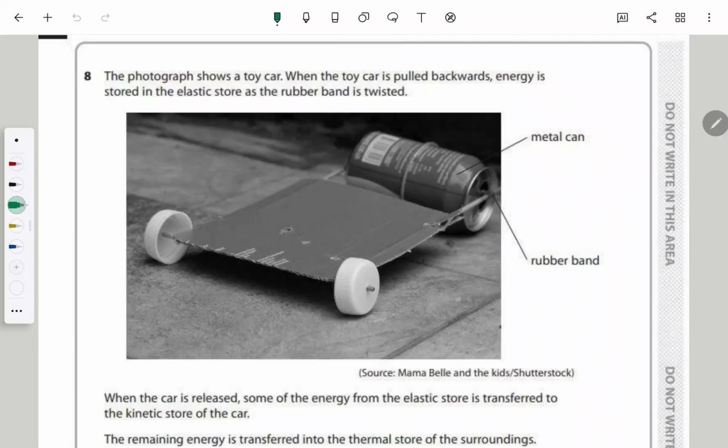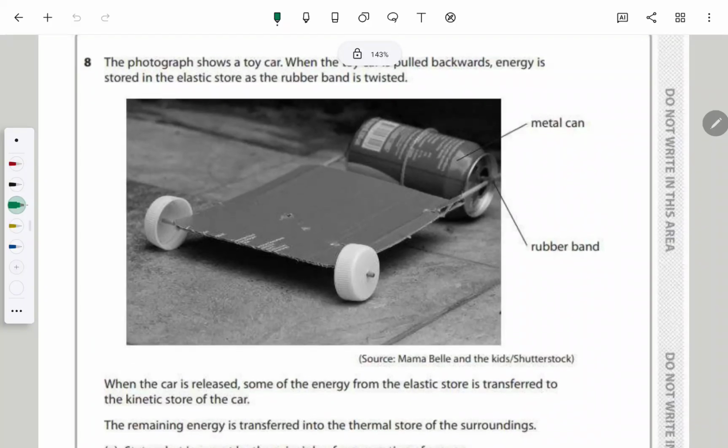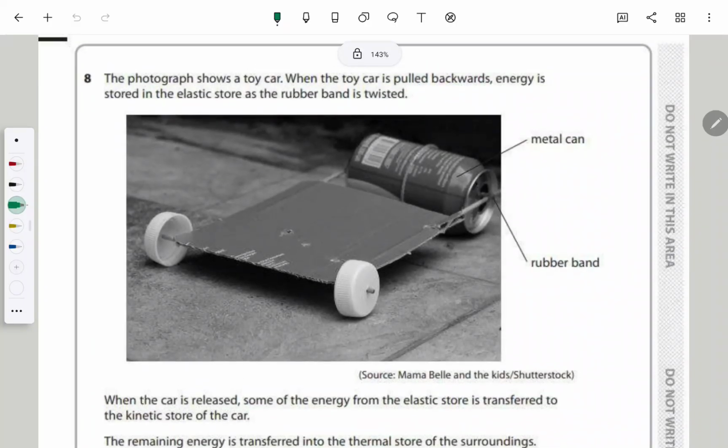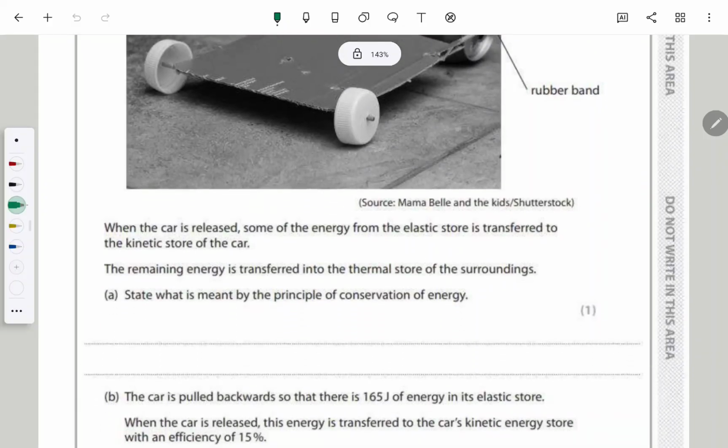The photograph shows a toy car. When the toy car is pulled backwards, the energy is stored in the elastic store as the rubber band is twisted. When the car is released, some of the energy from the elastic store is transferred to the kinetic store of the car. The remaining energy is transferred into the thermal store and the surroundings. What is meant by the principle of conservation of energy?